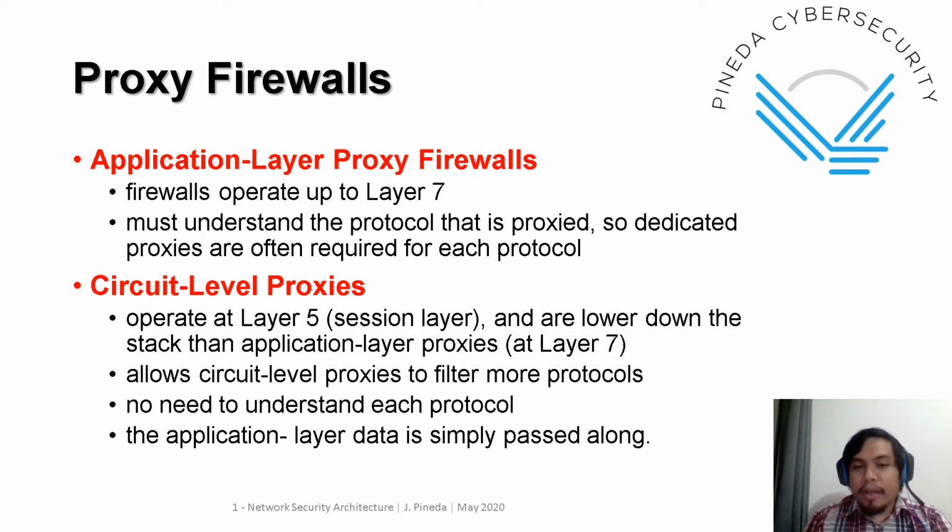And then we also have circuit level proxies, which operate at layer 5 or the session layer and are lower down the stack than application layer proxies, which work at layer 7. This allows circuit level proxies to filter more protocols. There is no need to understand each protocol, and application layer data is simply passed along. So there are still variations of proxies: some that work up to the session layer, and some that work up to the application layer.